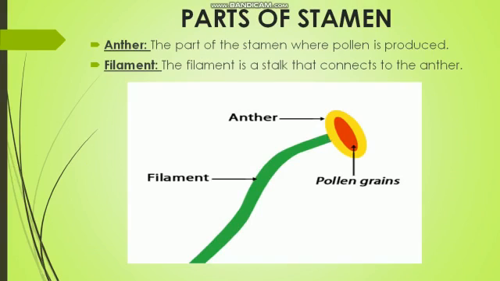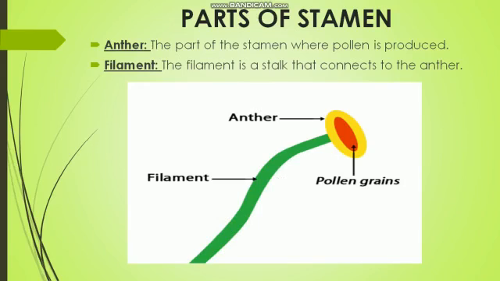Now further, we divide this stamen into two other parts, that is the anther and the filament. Anther is the part of the stamen where pollen is produced. As you can see, this is the pollen grain. So here, with the help of anther, this pollen grain has been produced. Whereas the filament is the stalk or the connective part which connects the anther to the flower.